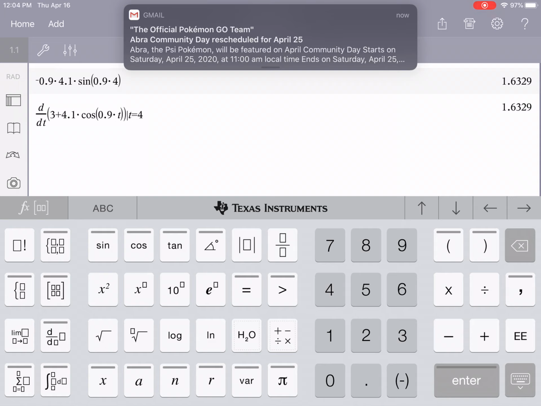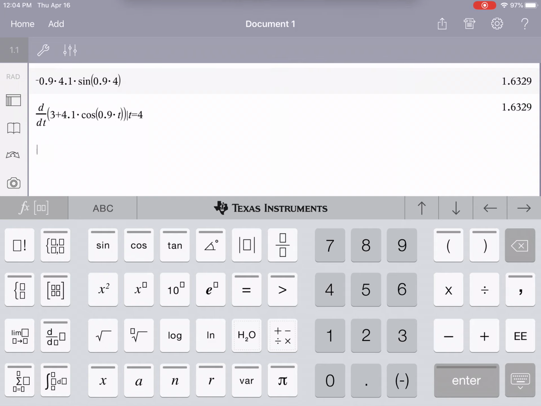Oh good, I have a Pokemon notification. This is what happens when you steal your kid's iPad.